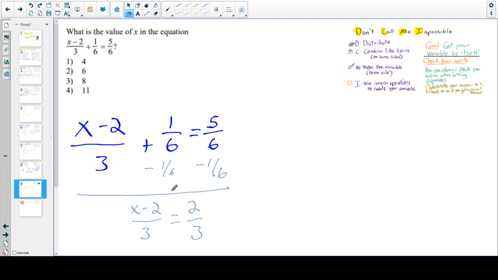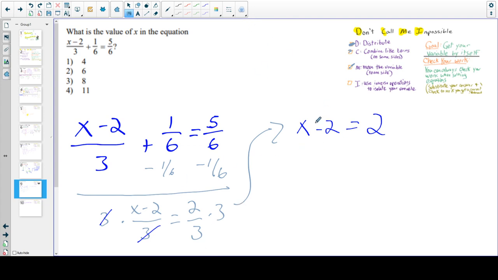Let's continue. So this is x minus 2 divided by 3. The opposite of dividing by 3 is multiplying by 3, so we're going to have to do that to both sides. And check this out. If we do that, we already know that this is going to divide out because we used an inverse operation, and we're left with x minus 2 equals, if you put this on your calculator, you'll wind up getting this. Okay?